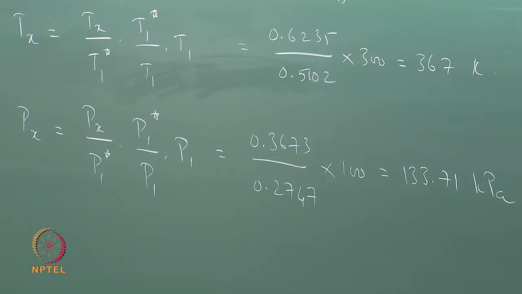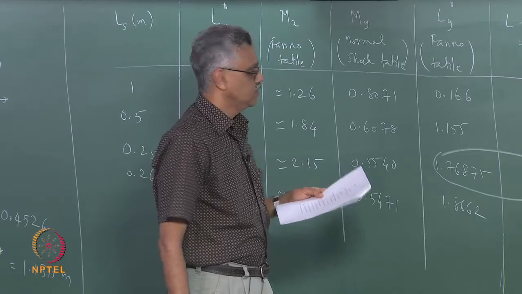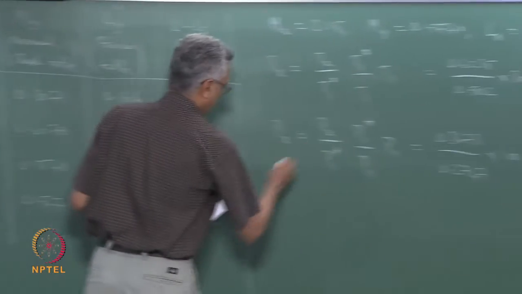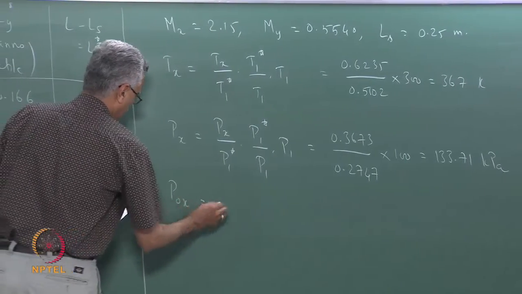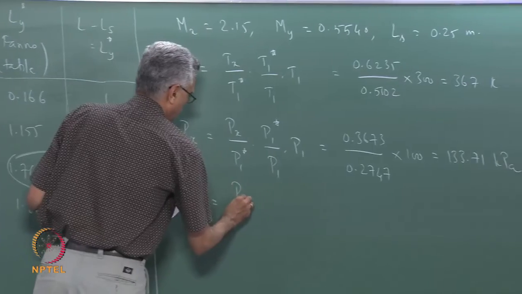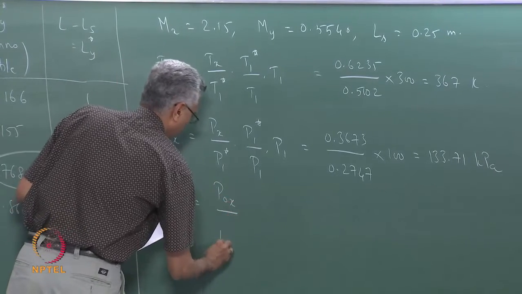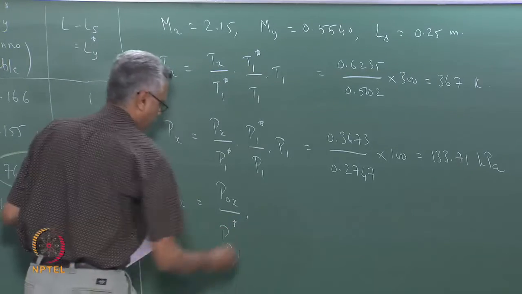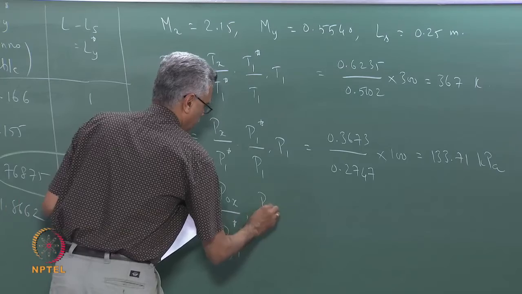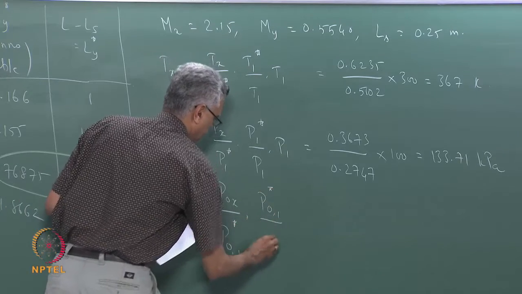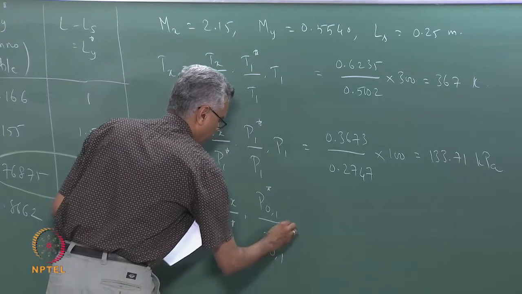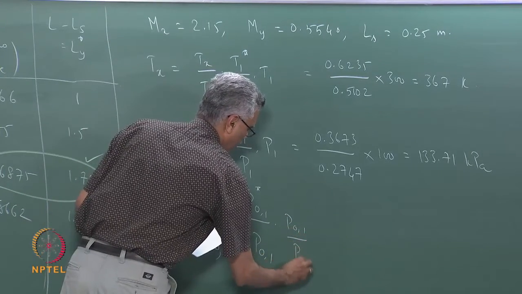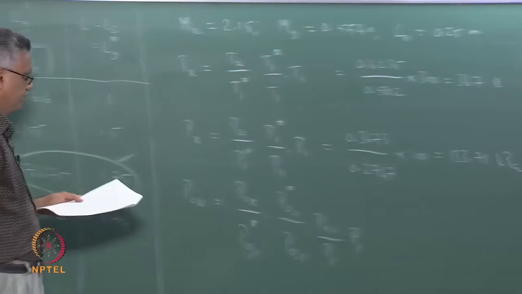Okay. There is no change in T0, so we need not worry about it, but there is a change in P0. So I need to calculate P0x in the same manner. P0x equal to P0x divided by P01 star, times P01 star divided by P01, times P01 over P1, times P1.